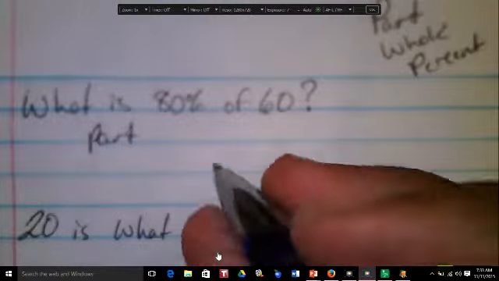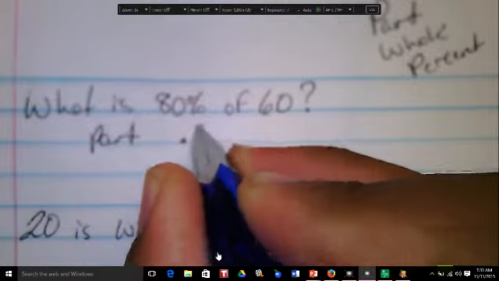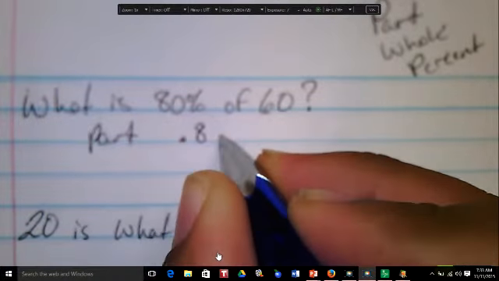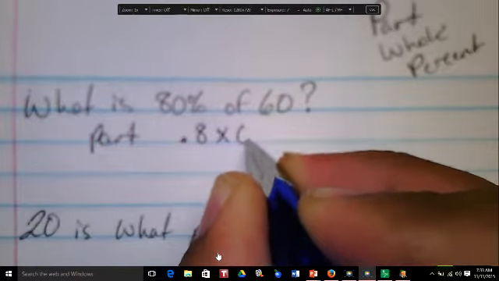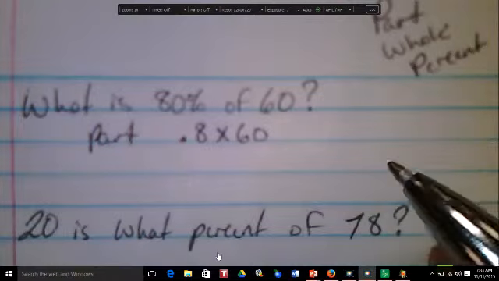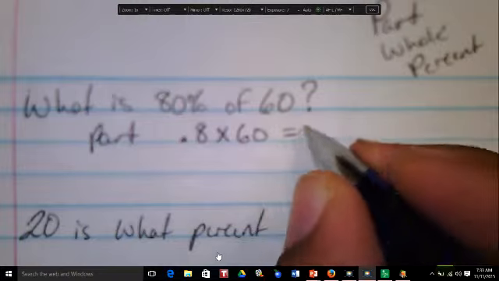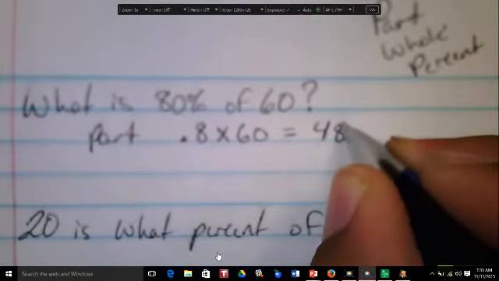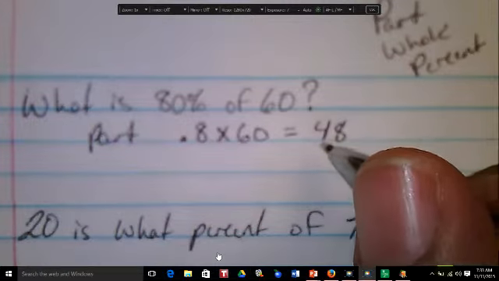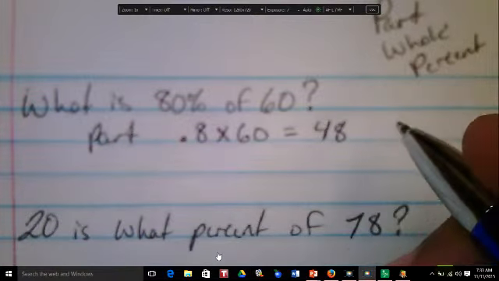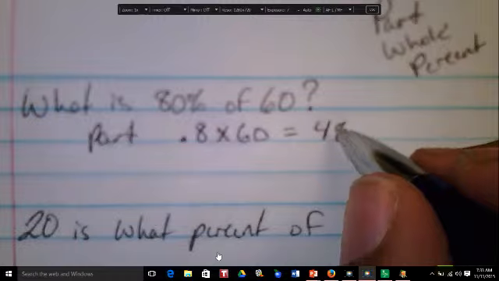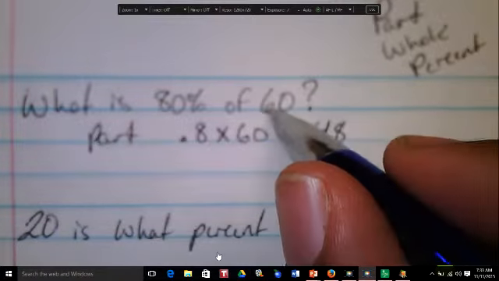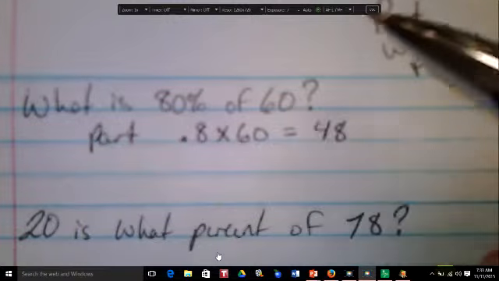So 0.8 times 60 gives us about 48. Once you do the arithmetic, either plug that into your calculator or go into your margins. I'd rather you go into your margins, but either way will do. That is your answer: 48 is 80% of 60. Easy enough? Still pretty easy.